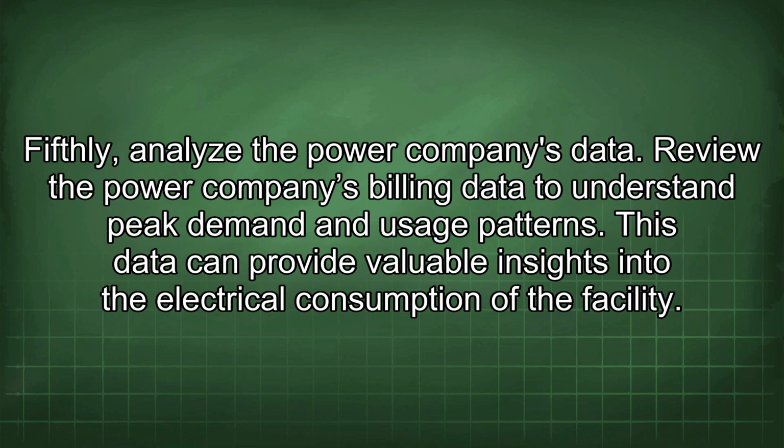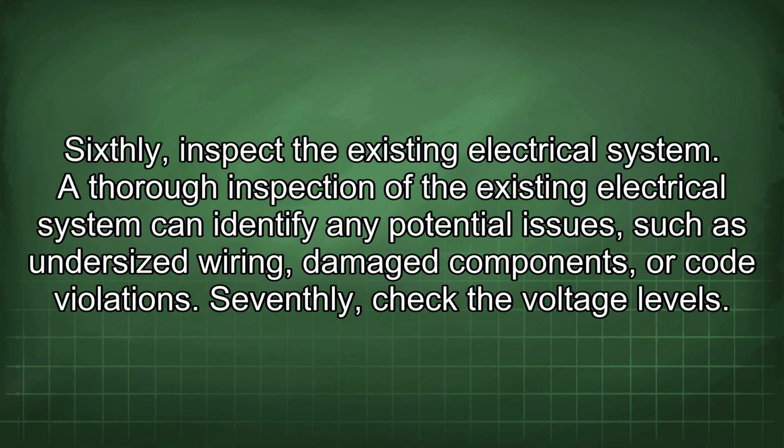Fifthly, analyze the power company's data. Review the power company's billing data to understand peak demand and usage patterns. This data can provide valuable insights into the electrical consumption of the facility. Sixthly, inspect the existing electrical system. A thorough inspection of the existing electrical system can identify any potential issues, such as undersized wiring, damaged components, or code violations. Seventhly, check the voltage levels.